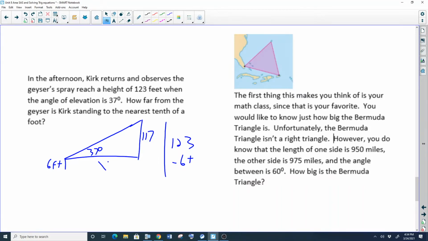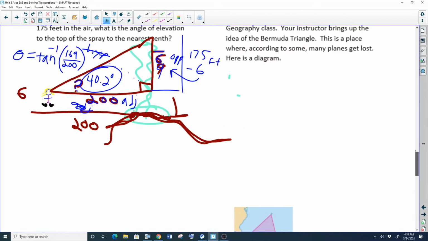So that means we want this distance right there. Go ahead and solve for that. That's going to be opposite over adjacent again, which is tangent. So tangent 37 equals opposite 117 over adjacent x. And then you have to switch it easily. X equals 117 over tangent 37.